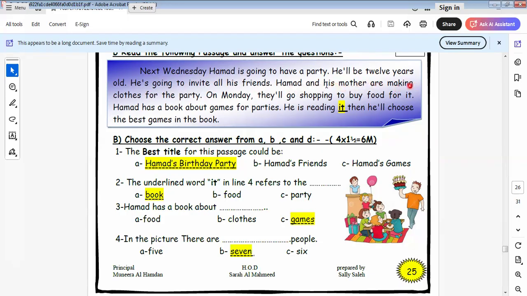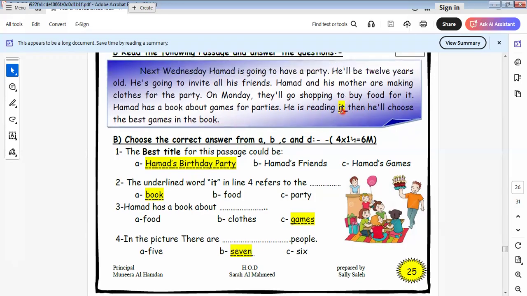Hamad and his brother are making clothes for the party. On Monday, they will go shopping to buy food for it. Hamad has a book about games for parties. He is reading it. Then he will choose the best games in the book.